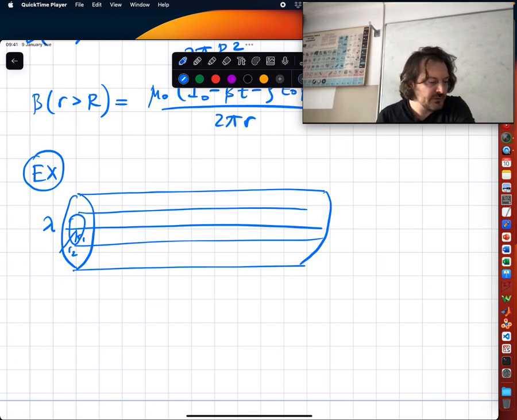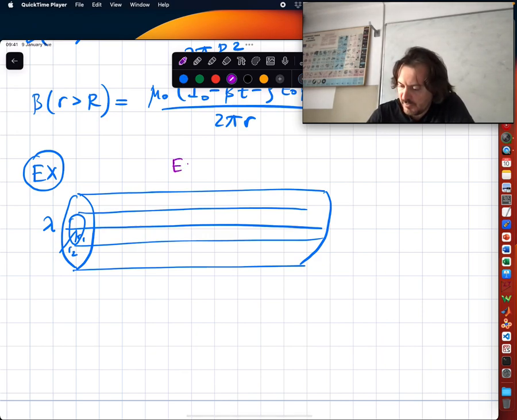The question starts by saying that the electric field outside the tube is 0. So electric field around here is 0. Find the relationship between lambda and rho. Lambda is the linear charge density of this. Rho is the charge density of the outer shell.